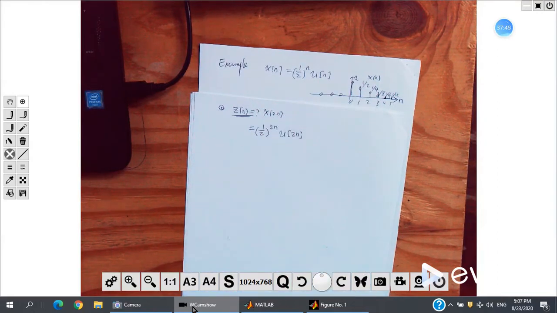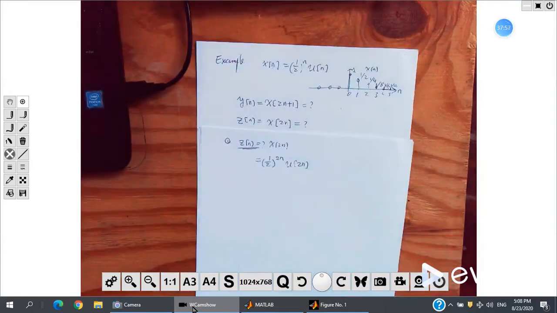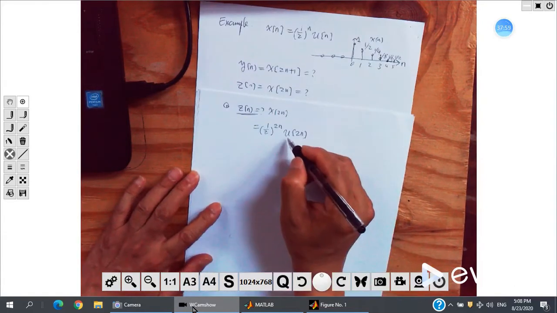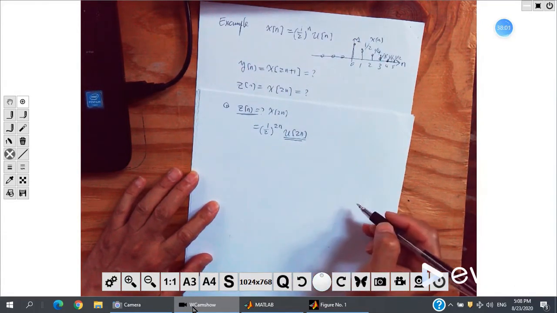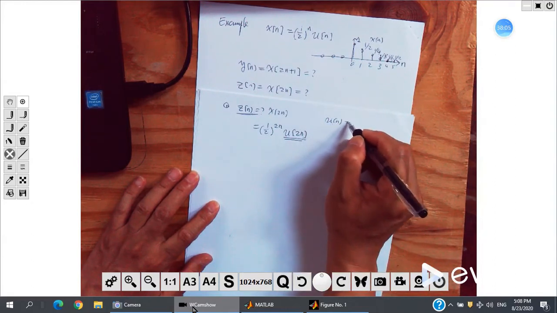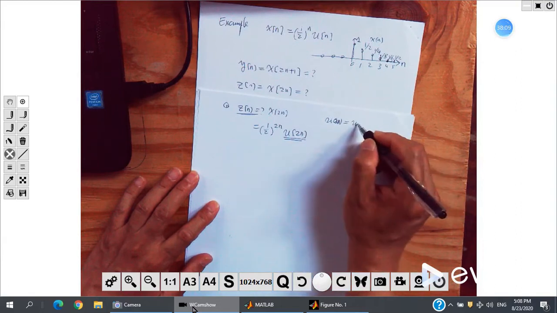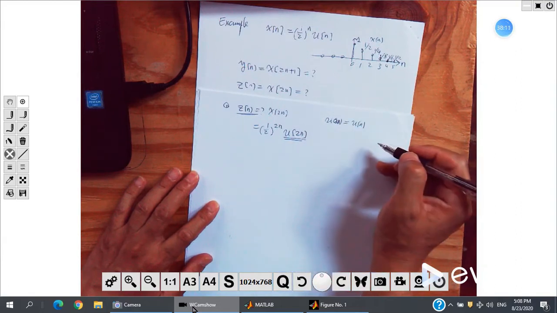So this is z of n. This one looks, yeah, this is 2n. But what is the u of 2n? U of 2n, actually it is the same as u of n. U of 2n equals u of n. They are the same thing.